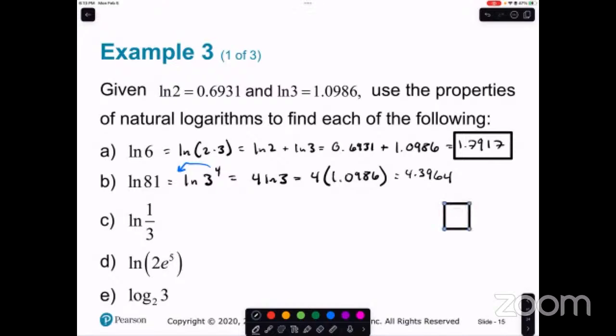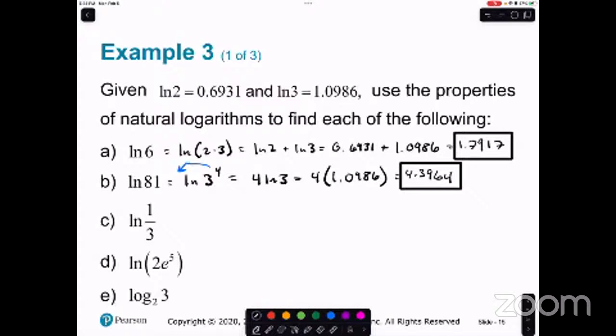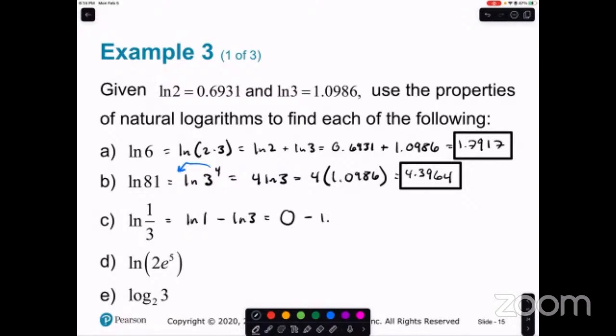Just me doing a little bit of mental math. As soon as I finish this example, I'll check for attendance again. So then if we apply the quotient rule, the log of the quotient is the same as the difference of the logs. So this is going to be the natural log of 1 minus the natural log of 3. The natural log of 1 is 0. Natural log of 3 was given, 1.0986.